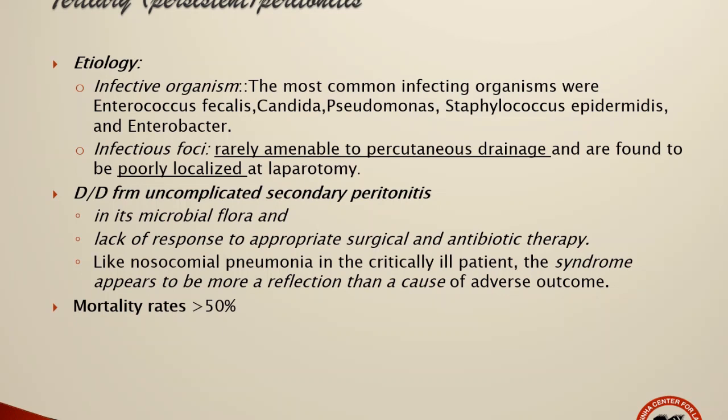You're not able to localize the offending site, that means the foci from where this infection is persisting or where it's coming from. And that's why you have to differentially diagnose it from uncomplicated secondary peritonitis, and the differentiation depends on its microbial flora and the lack of response to appropriate surgical and antibiotic therapy, which is the hallmark of tertiary peritonitis. Secondary peritonitis is easily amenable to appropriate surgical and antibiotic therapy, unlike tertiary, which is not. And like nosocomial pneumonia in the critically ill patient, the syndrome appears to be more a reflection than a cause of adverse outcome. So that basically means that the adverse outcome is not because of tertiary peritonitis, but tertiary peritonitis is an indicator of an adverse outcome. And the mortality rates are high, more than 50%.